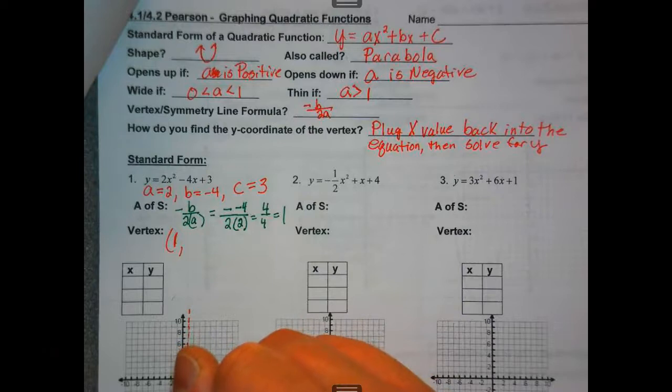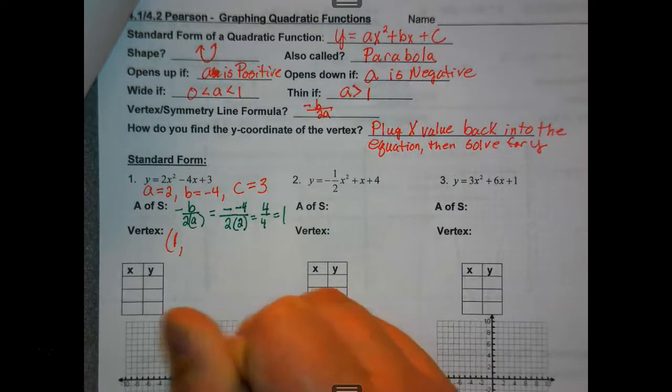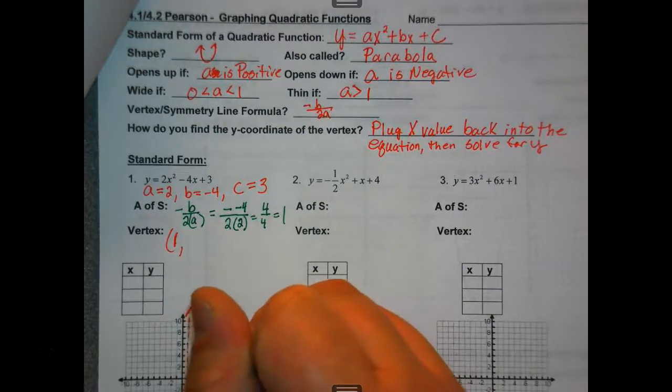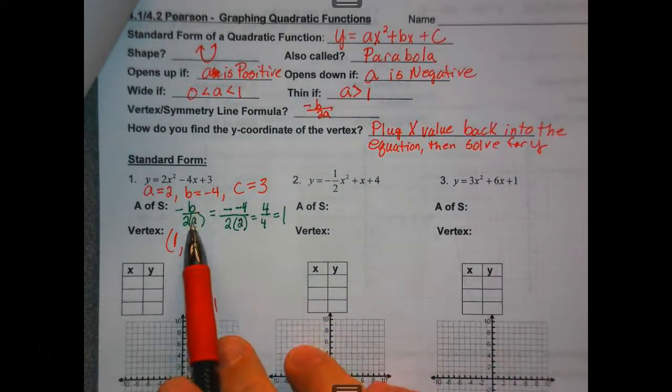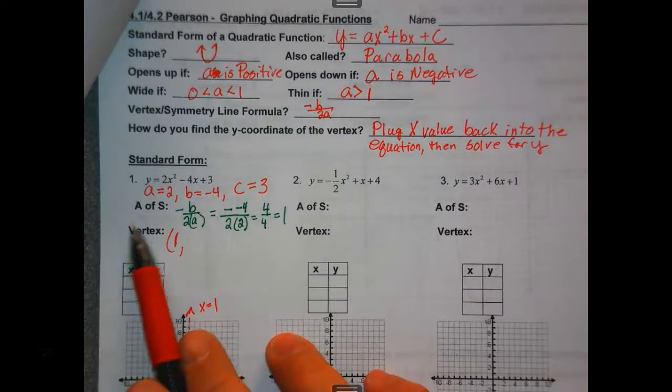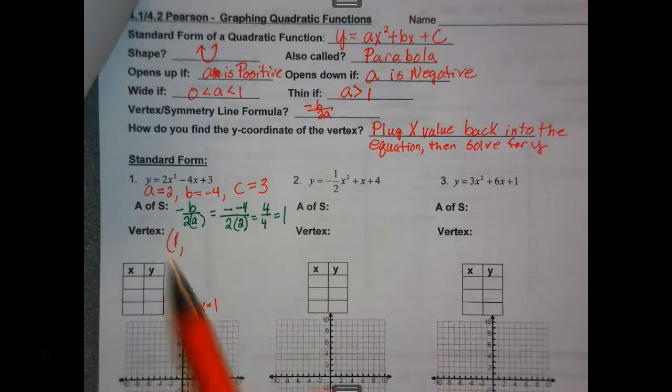Did I lose anybody? Yeah, negative b over 2a is the formula to find the axis of symmetry. The axis of symmetry is also the x-coordinate of the vertex. Okay.